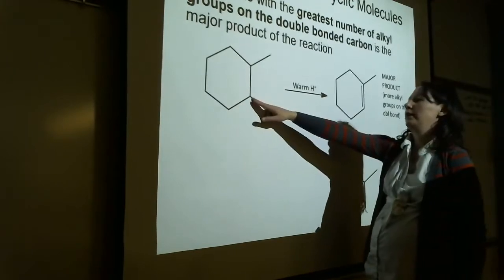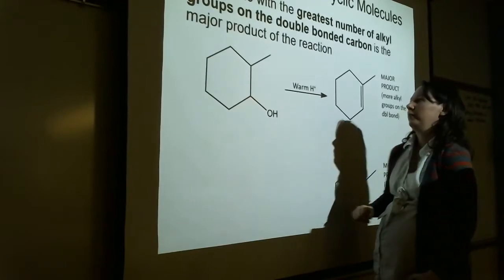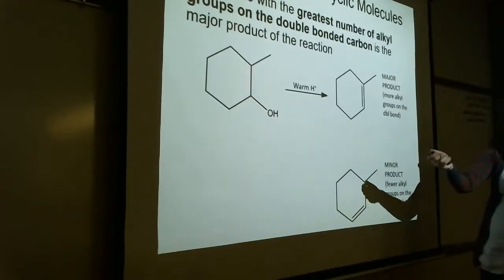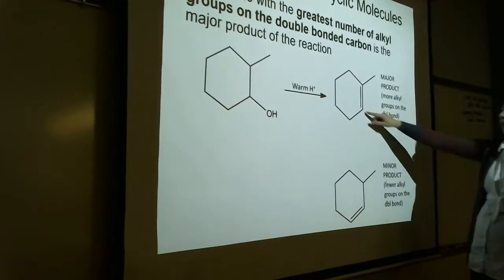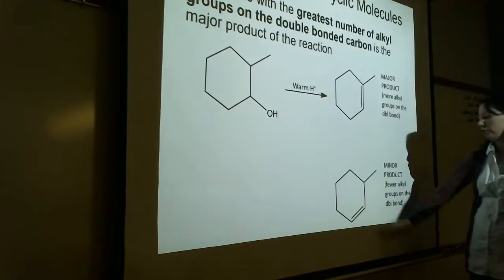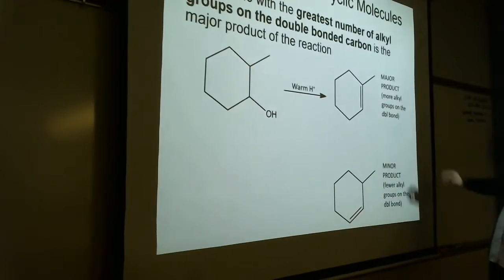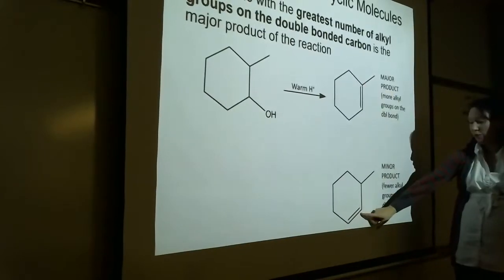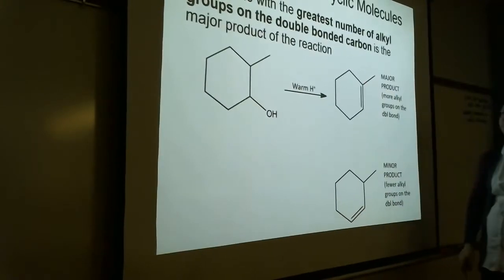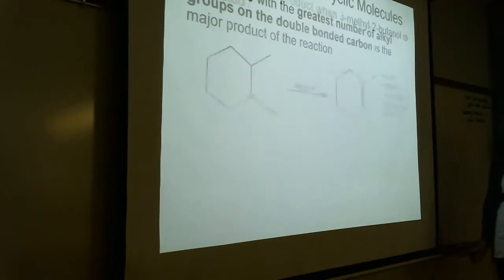Now, in a cyclic molecule, again, it's still going to follow Zaitsev's rule, right? If I've got my double bond, and if I've got my OH here, I can make the double bond on this side or on this side, right? So here's where the OH group came off, and I had a double bond here. Here's where the OH group came off and had the double bond here. This one's the major product, right? This one's substituted. This one's not substituted. Make sense?